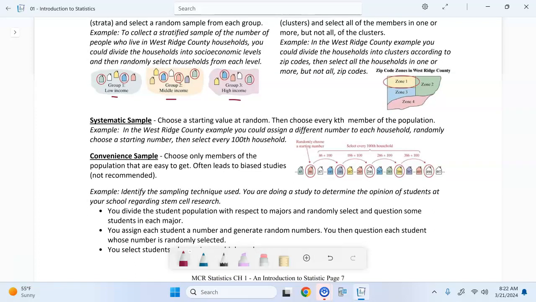Convenient sample is the worst. It's whatever's easiest, whoever's available. If I were to survey all of you, that would be a very convenient sample. You're here, you're trapped, okay? I can get your information, okay? Only members of the population that are easy to get, and that leads to the most biased results.